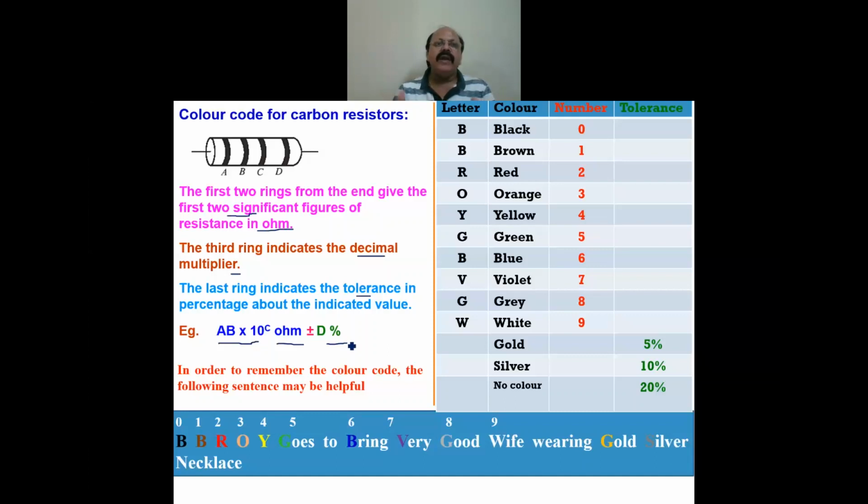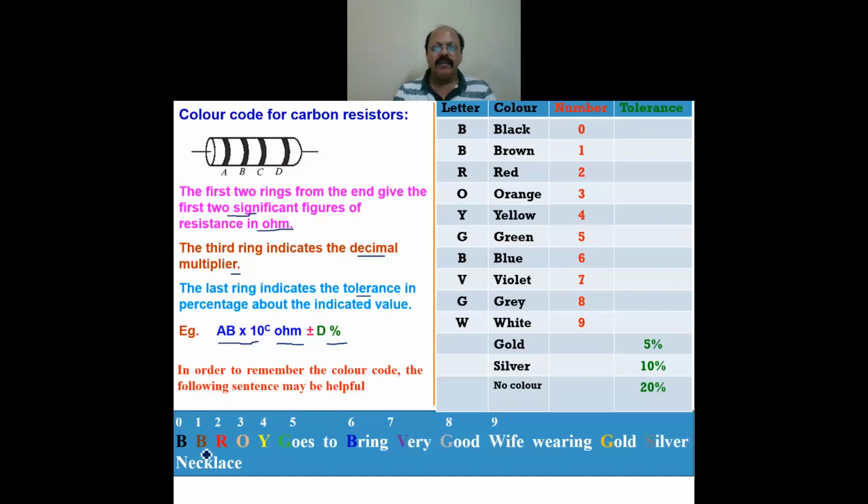Now how can you write the value of these rings on the basis of the colors? For that purpose there is a table here. By this table you can remember the values as well as the order. For that purpose I made one sentence that will be helpful to remember this table and the values: B.B. Roy goes to bring very good wife wearing gold silver necklace.